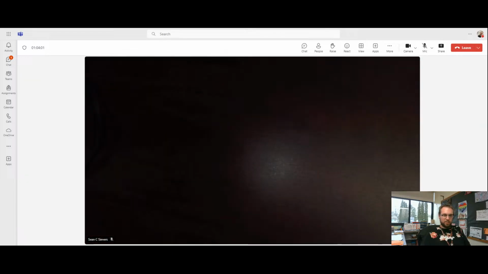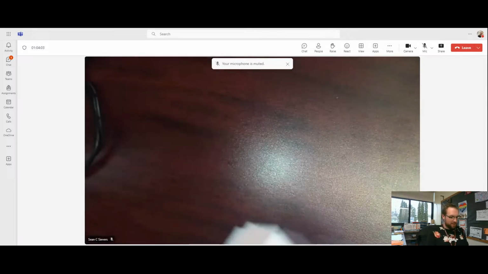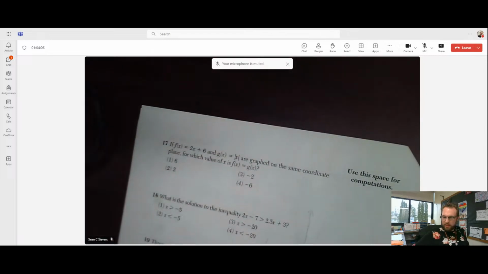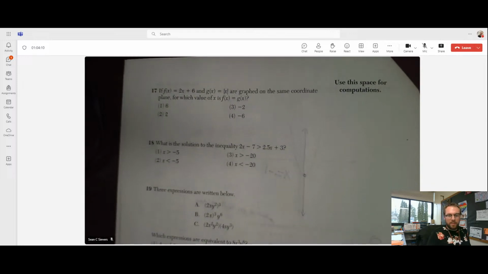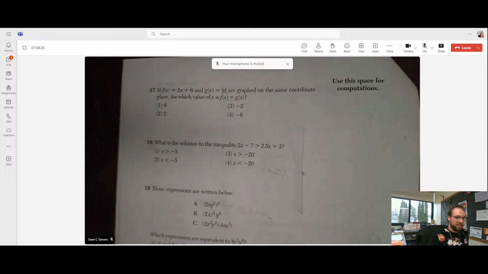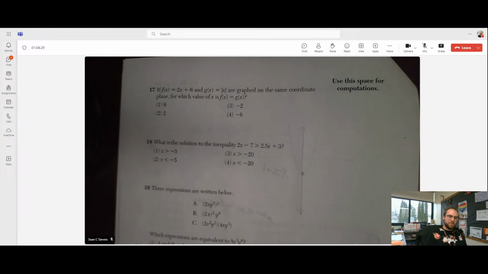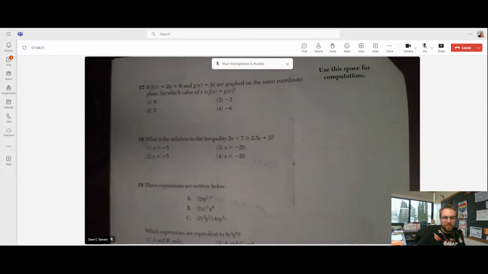Okay, we're running a little short on time. We only have about 8 minutes left, so let's keep plugging along. Number 17. If f of x is equal to 2x plus 6 and g of x is equal to the absolute value of x are graphed on the same coordinate plane, for which value of x is f of x equal to g of x? Okay, so this one's a little tricky, because we have to know what f of x and g of x really are.